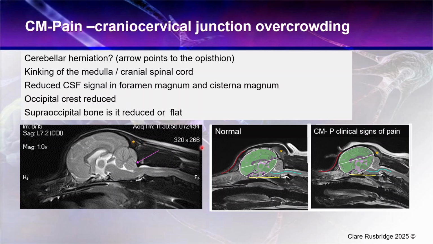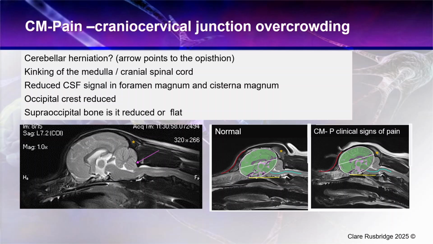This is quite a subjective thing. It's difficult to measure, especially as the occipital crest can be bigger in male dogs. This is a female dog, however, here. We can see how reduced it is there. And the supraoccipital bone, instead of being curved, is much flatter or reduced. So the normal supraoccipital bone should come out way beyond the occipital crest.